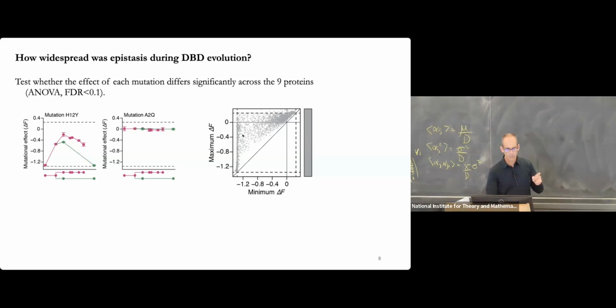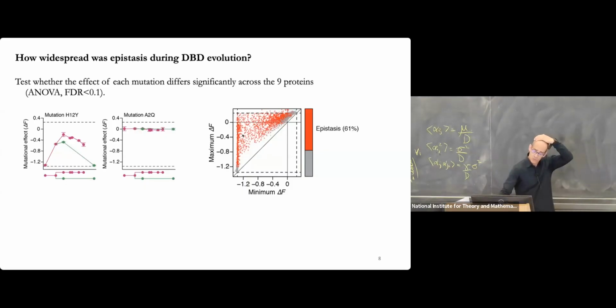So to test whether the effect of each mutation differs significantly across the 9 backgrounds, we used ANOVA with an FDR of 0.1 to determine how many change over time. And here's what we see. 61% of the 1,400 mutants change significantly in 1 or more intervals. Of these, 22% change in sign. 39% don't change in sign, but they change in magnitude.